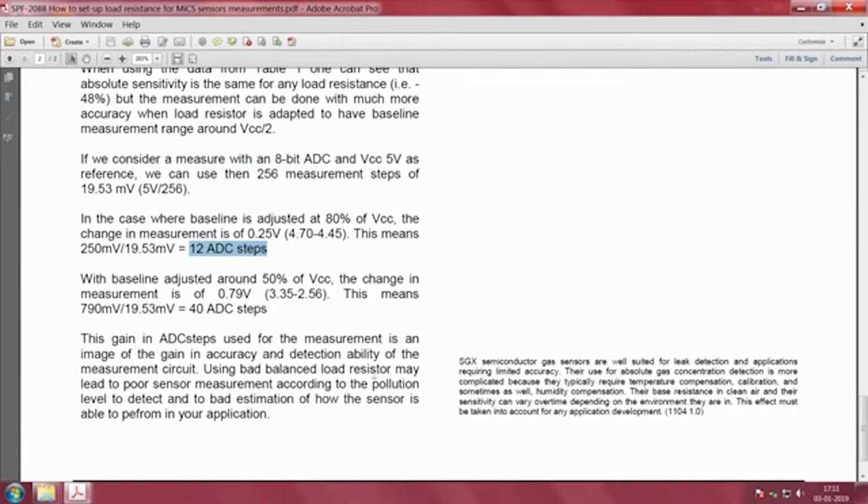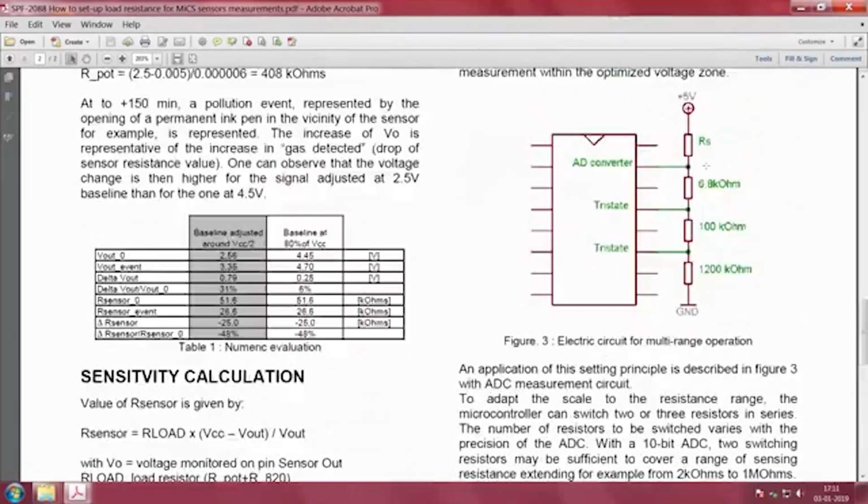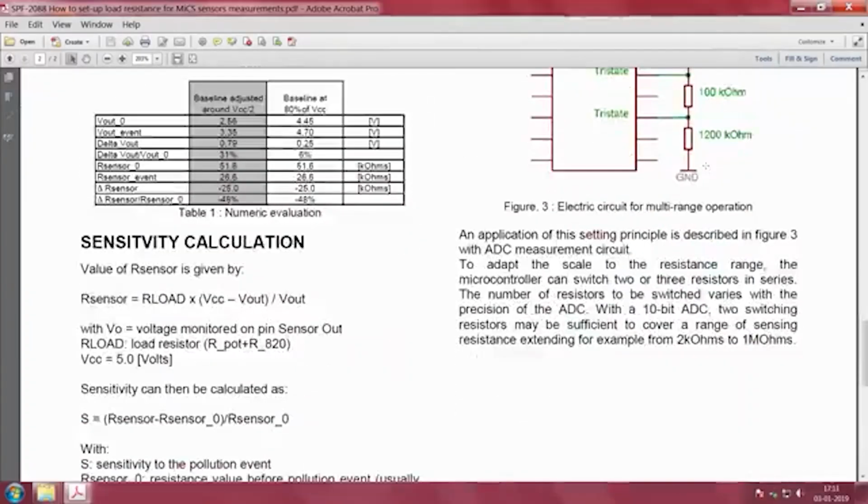Using a badly balanced load resistor may lead to poor sensor measurement according to the pollution level to detect, and to bad estimation of how the sensor is able to perform in your application. So it is all about how you use this data sheet to your advantage for your given scenario.